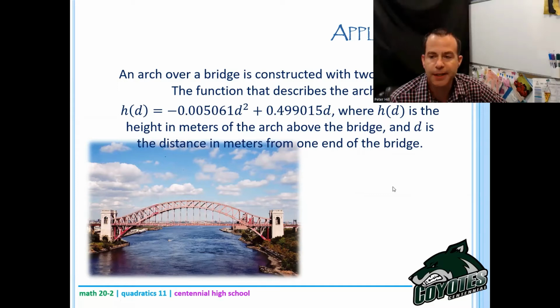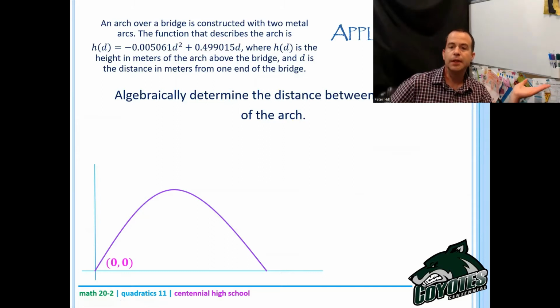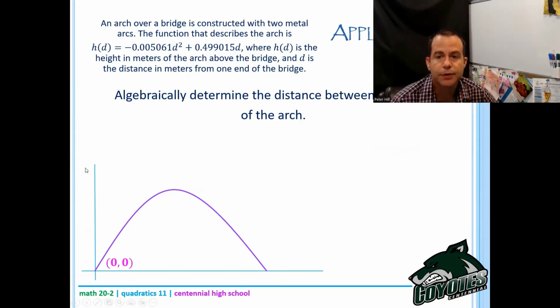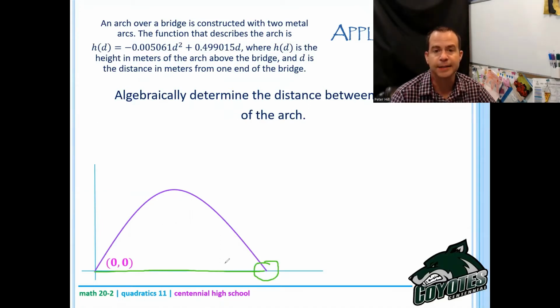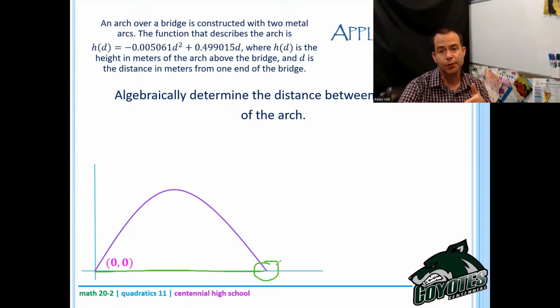I'm going to make that question a little smaller as we talk about the two parts that we actually have to answer. The first part is: algebraically determine the distance between the bases of the arch. I'm essentially looking for this distance here, from there to there, which will be told to me by the x-intercept. If I start at 0, 0, and the x-intercept was, say, 10, 0, then I would know it's 10 meters wide because I go from 0 to 10. That's a distance of 10.